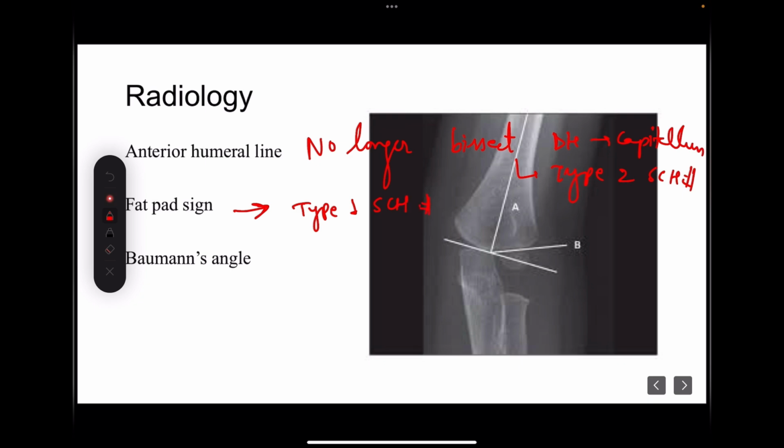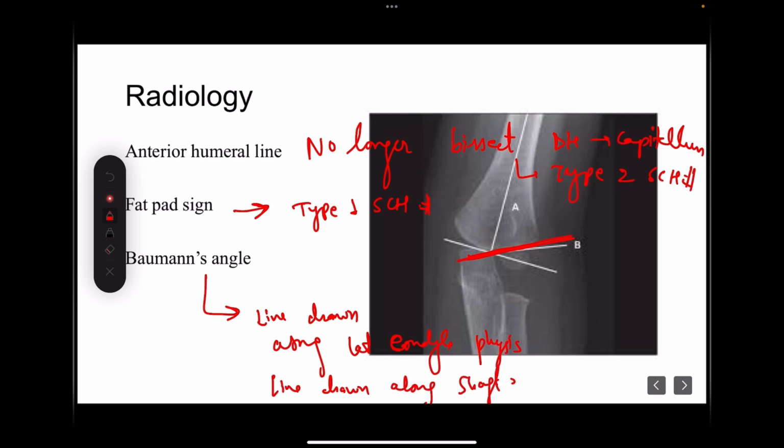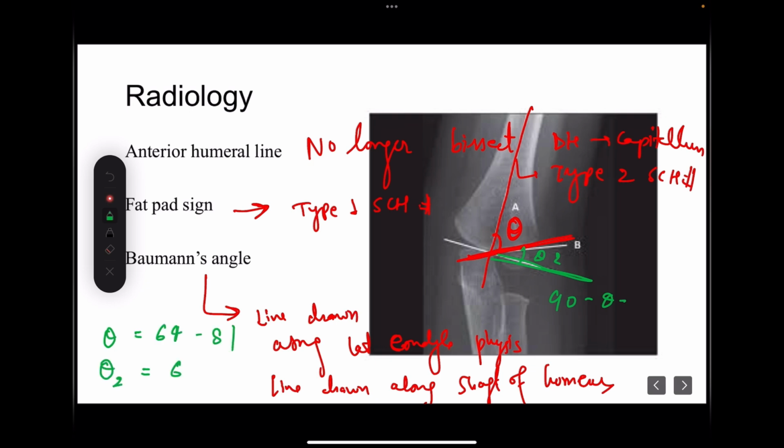Bowman's angle is an angle drawn between a line drawn along the lateral condyle physis, this one, and a line drawn along the shaft of the humerus, this one line. So the angle between the two, that is theta, is the Bowman angle. We can define this angle the other way around also, not just by theta, but by theta 2, that is 90 minus theta. So whenever we are calculating theta, this would be 64 to 81, and when we are calculating theta 2, this would be nearly 9 to 26. So this is how Bowman's angle is defined.